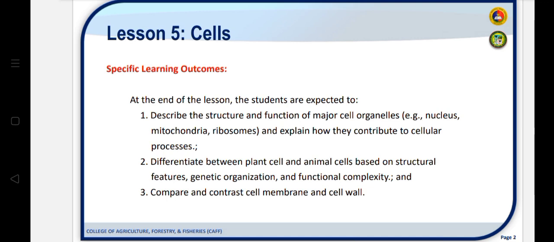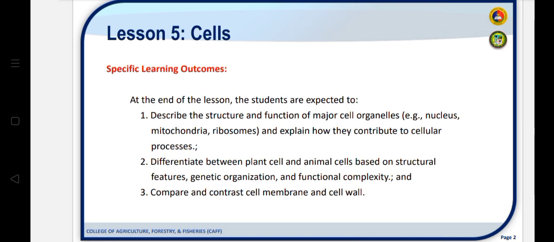And then we have number 3, compare and contrast the cell membrane and the cell wall. We will also study the difference between the cell membrane and the cell wall. We both know that these protect the cell, but they are not the same. So think of it like this. The cell membrane is like a security guard. It controls what goes in and goes out. And we have the cell wall. It is like a strong fence, okay? And the cell wall gives shape and support to the cell.